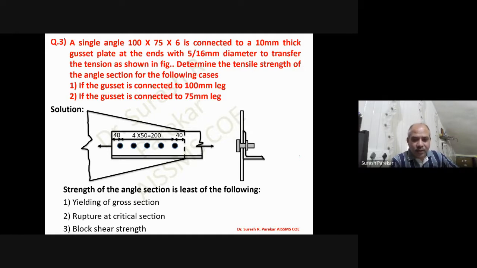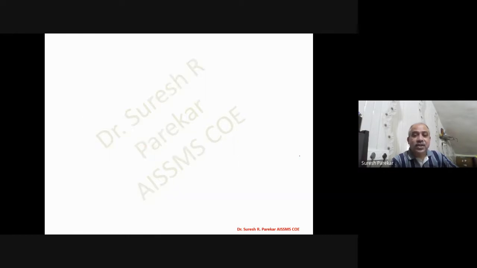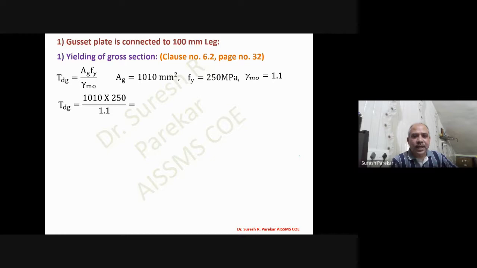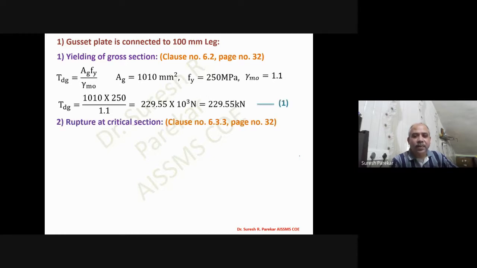Now we have to calculate yielding of gross section, rupture at critical section, and block shear strength, and the minimum we have to take as the strength of the angle section. First we have the connected 100 millimeter leg. We know the AG value of the angle section is 1010 mm square. Fy we have 250, gamma M0 1.1 gives 229.55 kilonewton as the value of TDG.